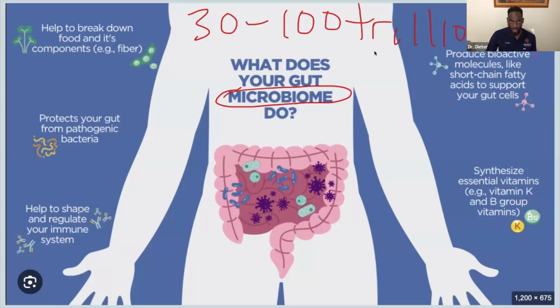One of the things that the microbiome helps to do is break down fiber. Another thing is that it protects the gut from pathogenic bacteria. The word pathogenic just simply means disease causing bacteria. And the way these organisms protect the gut from disease causing bacteria is by production of a very special fatty acid called a short chain fatty acid. Short chain fatty acids cannot be gotten from foods. They are only produced by the biological activity of this 30 to 100 trillion bacteria.